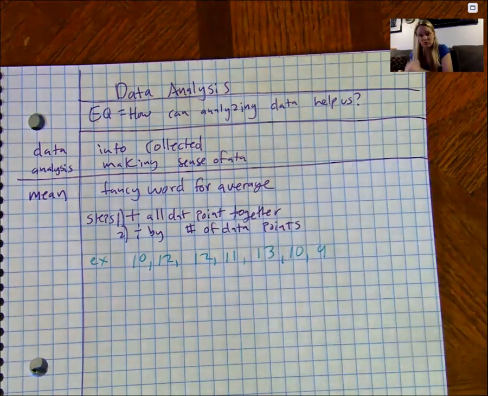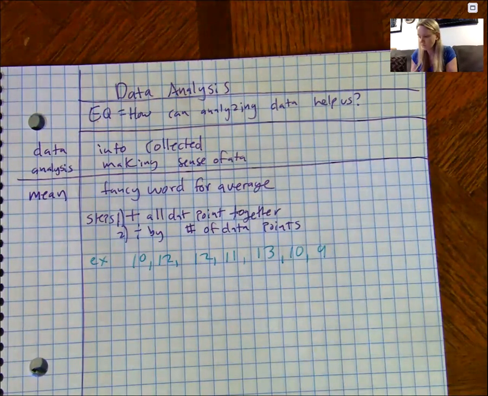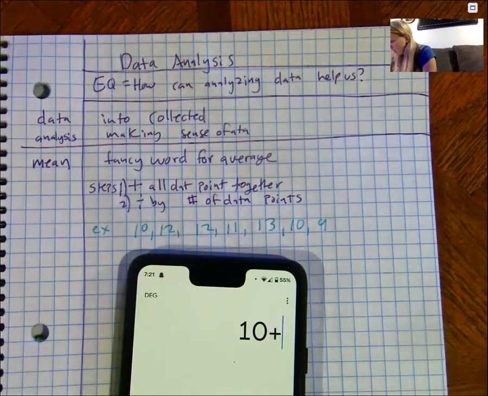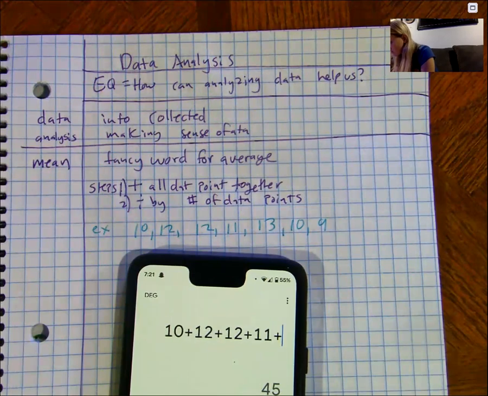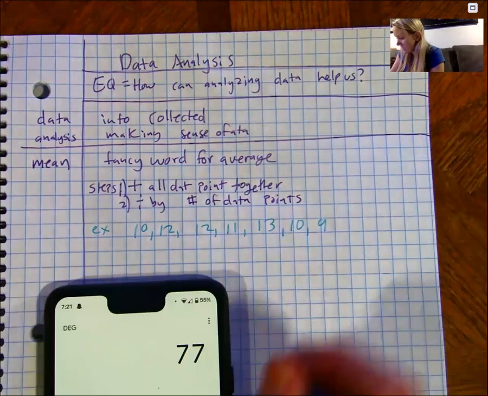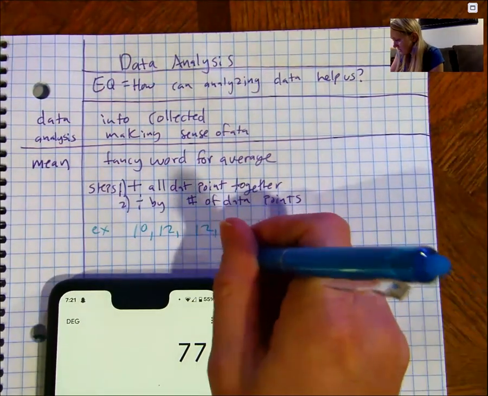Okay, so step one says add it all together. Ms. Minch is going to allow you to use a calculator for this part of it. So let's go ahead and get started in my calculator. 10 plus 12 plus 12 plus 11 plus 13 plus 10 plus 9 equals 77. So step one was to add it all together, and we got 77.